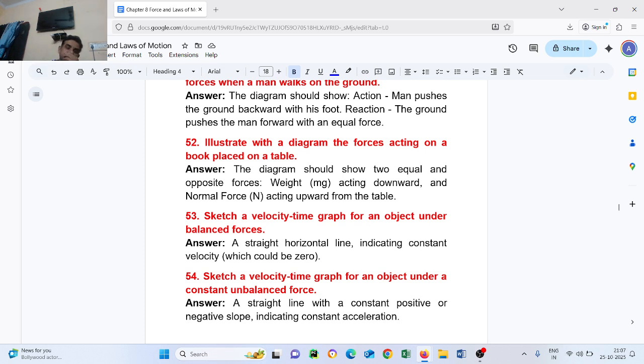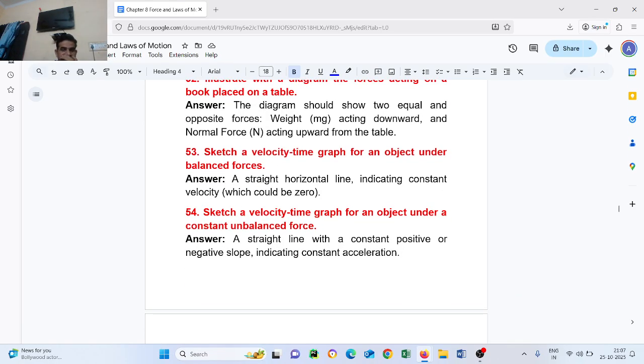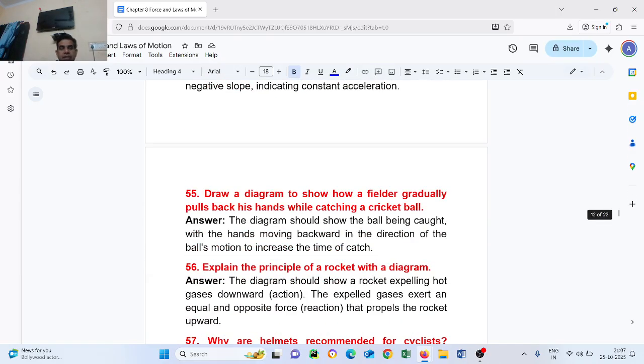Question number 15. Sketch a velocity time graph of an object under balanced force. A straight horizontal line indicating constant velocity, which could be zero. Question number 50. Sketch a velocity time graph of an object under a constant unbalanced force. A straight line with a constant positive or negative slope indicates constant acceleration.